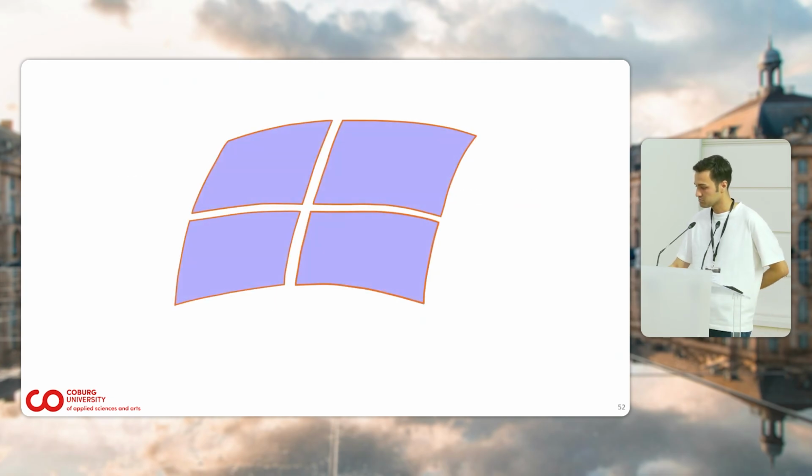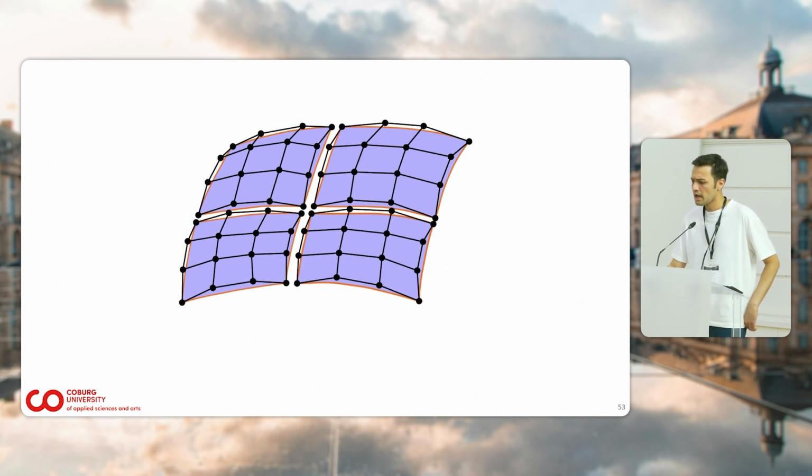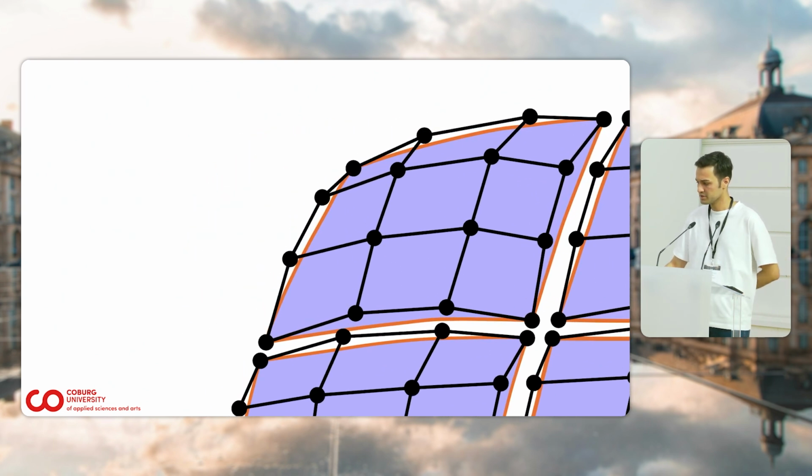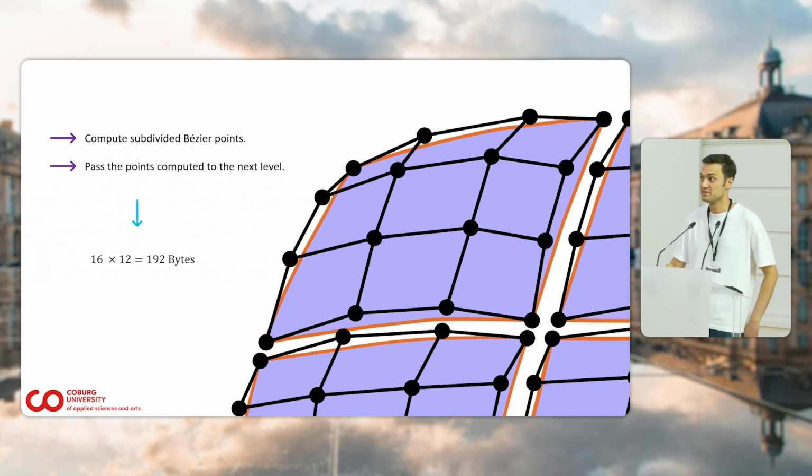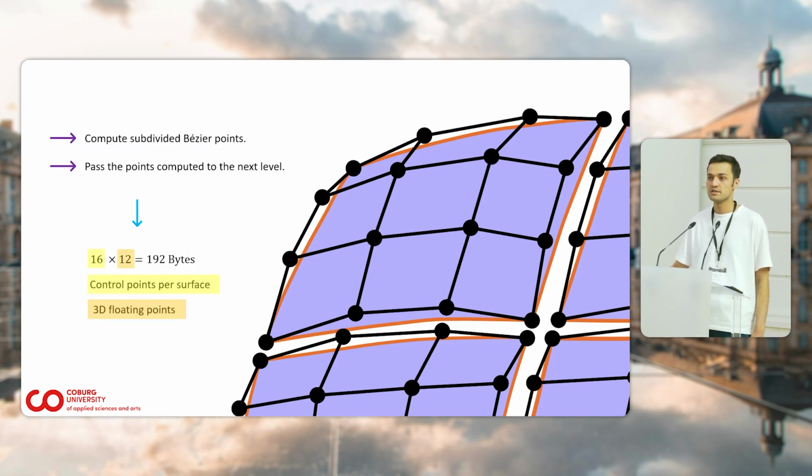So now that we know when to subdivide and how to close the cracks, let's take a look at how we can perform the subdivision itself. We have our bicubic Bézier surfaces here, and what you could do is compute the subdivided Bézier points and then pass the computed points to the next recursion level or recursion call. That's quite easy and convenient, but the problem is that you will end up having 192 bytes per patch, because you have 16 control points per patch, and each of them is a 3D floating point.